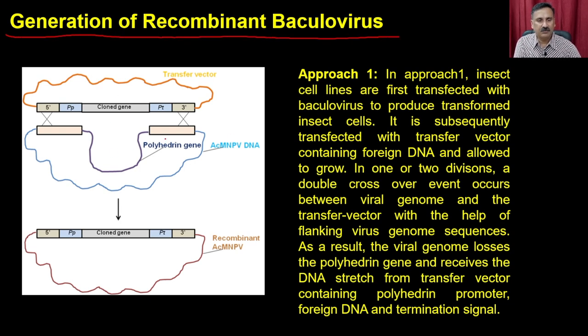So in that case, you're going to have this transfer DNA. You're going to put your gene into a transfer vector, and utilizing the 5' as well as the 3' homologous recombination, this particular cassette is going to be put into the AcMNPV DNA, and that's how it is going to produce the recombinant viral vector. So this is the portion that is going to be replaced with the help of the sequence present on the transfer vector, and that's how you're going to have the recombinant vector, which is going to be used for further infection into the insect cells.